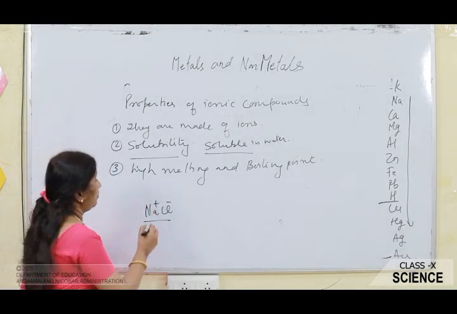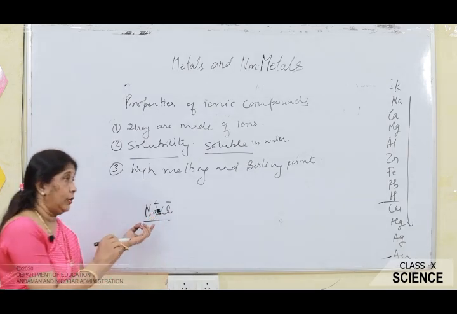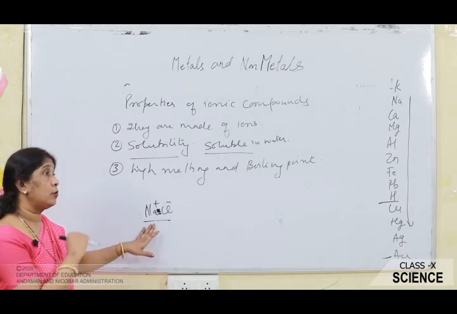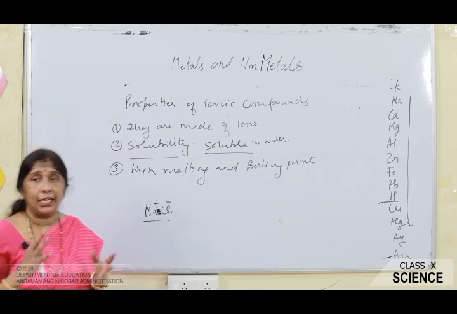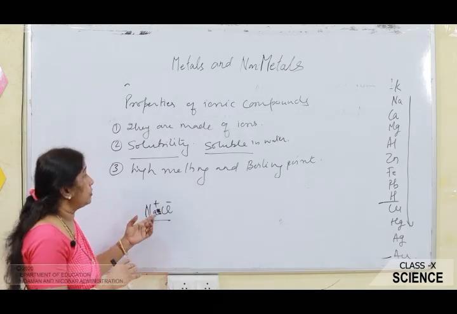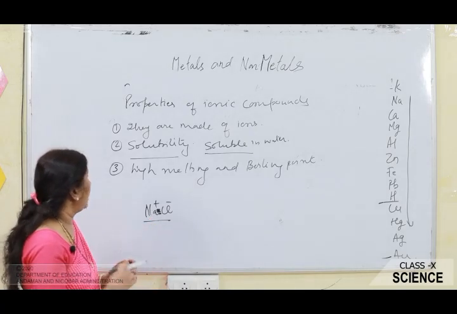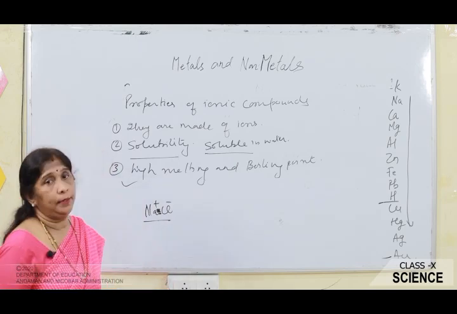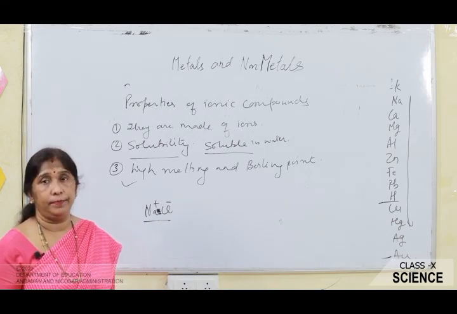Now, since there is a very strong force of attraction between the two ions, in order to melt this ionic compound or to vaporize it, we require a large amount of heat. That is why these ionic compounds have high melting and boiling point, because to melt them requires a lot of heat energy, right.